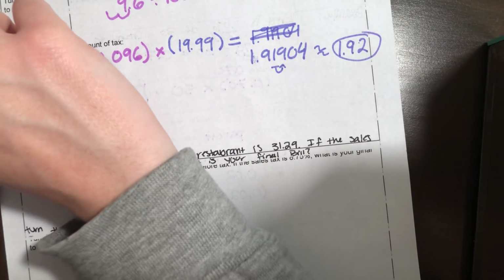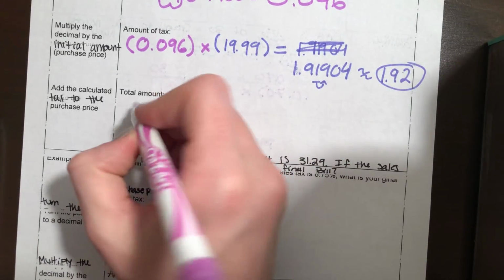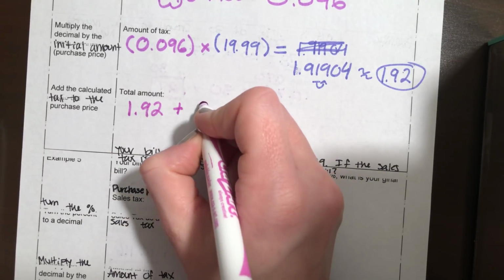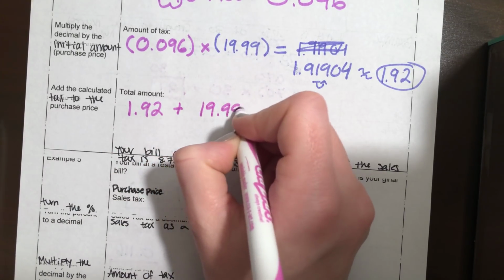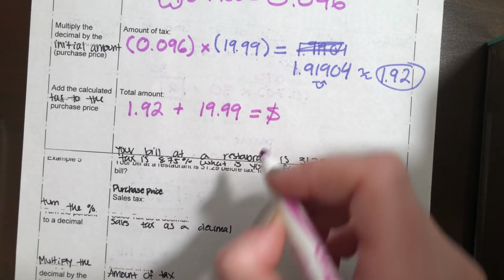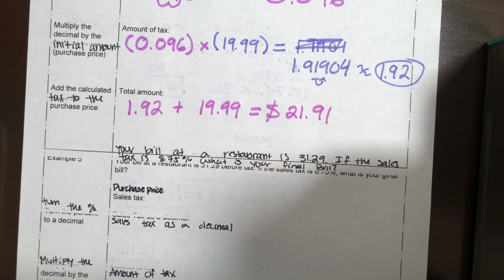Then our total amount is found by taking the sales tax, 1.92, and adding it to our initial amount, $19.99, to get a total of $21.91. So I'm going kind of fast through these. I've already done them on a calculator. If you want, go ahead and pause and then take some time and try it on your calculator by yourself.